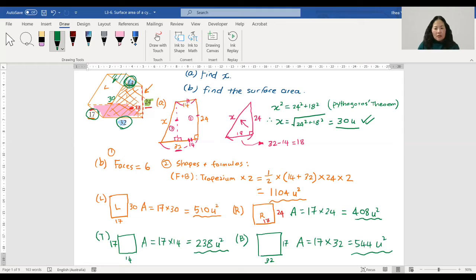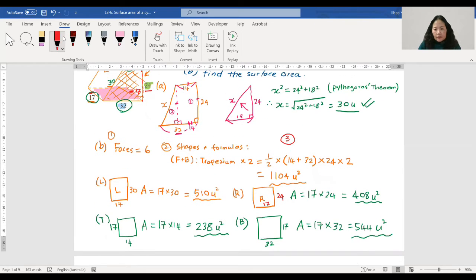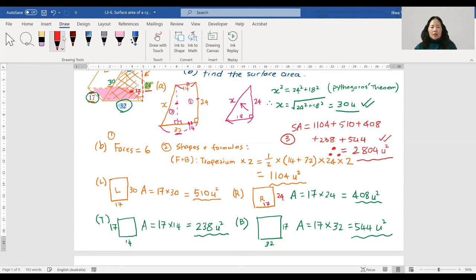Okay, so I can see areas for all 6 faces. So now step 3 is to find the total area. Surface area equals, I'm going to add all those areas together. So 1104 plus 510 plus 408 plus 238 plus 544. When you put all that in your calculator, you will get 2,804 square units. Okay, any questions, guys?